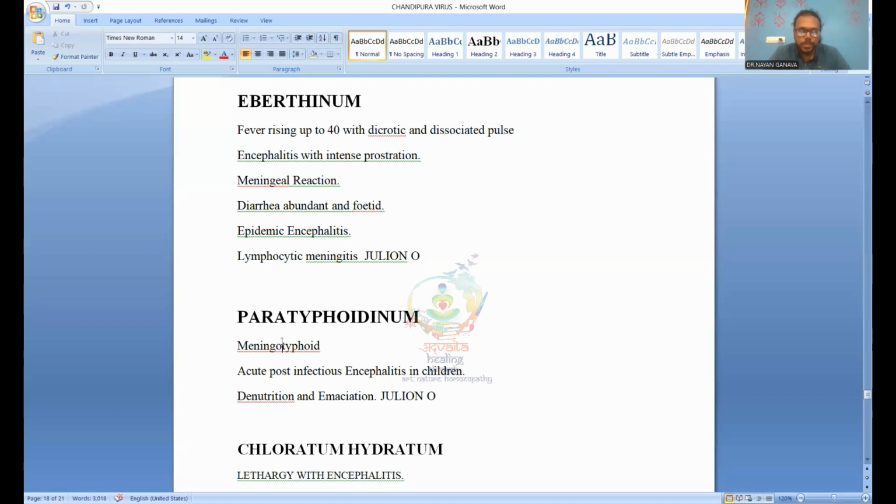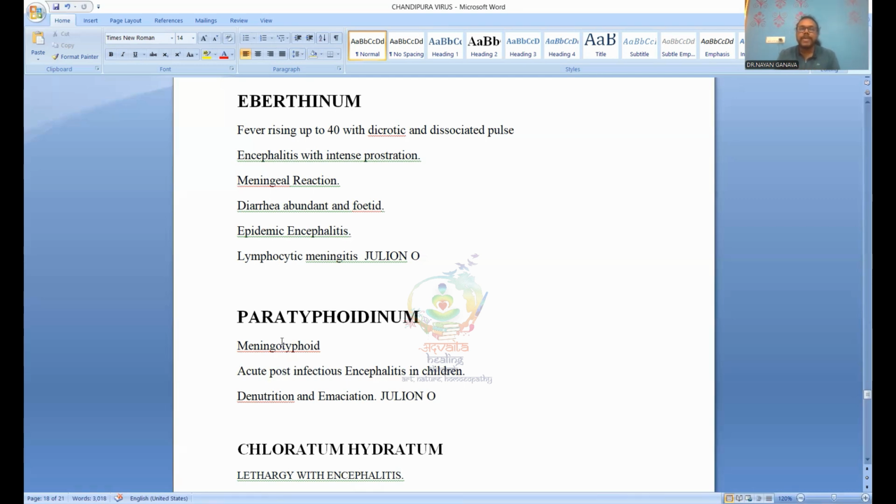So if we see further, encephalitis with intense prostration, there will be so much prostration, so much dullness and weakness. Meningeal reaction means any kind of inflammation, irritation. Diarrhea, abundant and fetid. There will be diarrhea which is very offensive in odor.